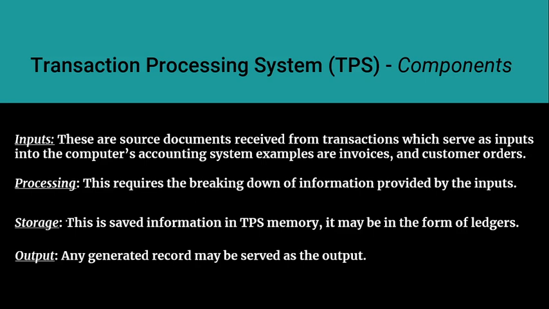then output will also form one of the important components of the transaction processing system. So what is an output? It is any generated record which may be served as the output. Right? So these are the four important components required to run the transaction processing system.